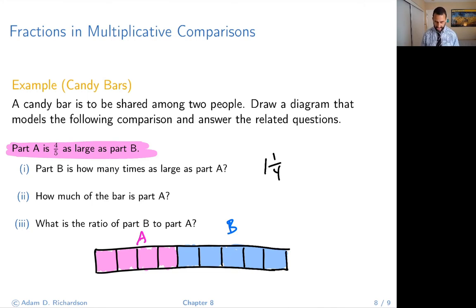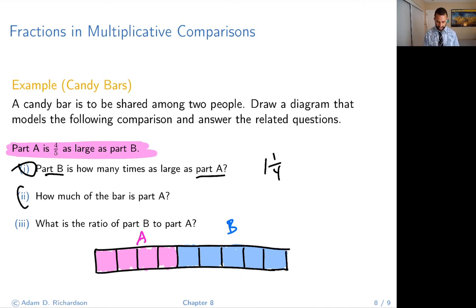The second part says, how much of the bar is part A? And here is the catch, right? Notice the referent unit has changed. Up here in part I, we were comparing A to B. So our referent unit was A. We said we needed 1 A and then 1/4 of an A.